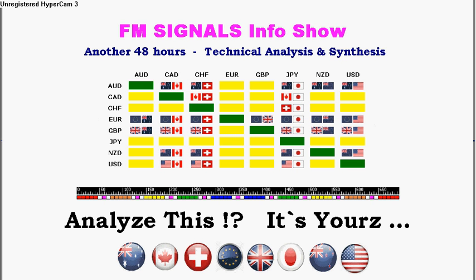Today, Central European Time midday, I'm choosing the dollar loonie, so US dollar, Canadian dollar. Analyze this stuff again, it's still yours, US dollar and Canadian dollar.